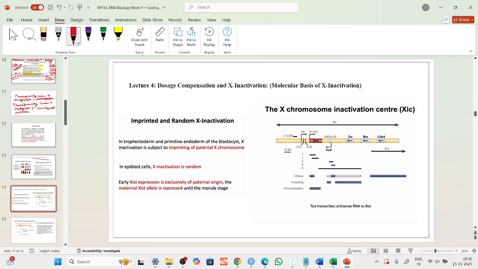What are those stages? It happens in the trophectoderm and primitive endoderm of the blastocyst. And here, what kind of imprinting is there? X inactivation is subjected to imprinting of the paternal X chromosome. That means paternal X chromosome inactivation happens. At the epiblast stage, X chromosome inactivation is random. So you should understand that X chromosome inactivation is mostly random. It can also be imprinted, but only at specific stages, which are the trophectoderm and primitive endoderm of the blastocyst.